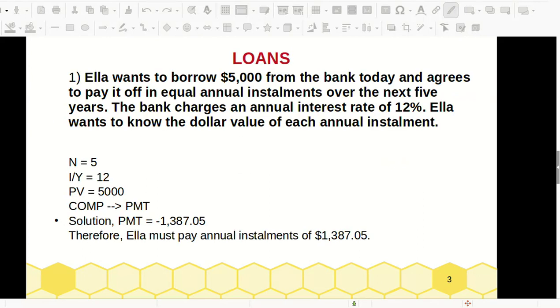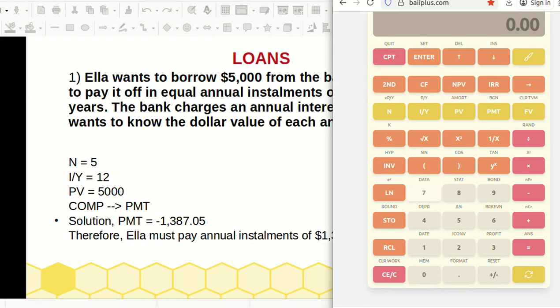In the first example, Ella wants to borrow $5,000 from the bank today and agrees to pay it off in equal annual installments over the next 5 years. The bank charges an annual interest rate of 12%. Ella wants to know the dollar value of each annual installment. So, here goes the calculation. Your 5 is your N, 12 is I/Y, 5,000 is your present value. Compute PMT.